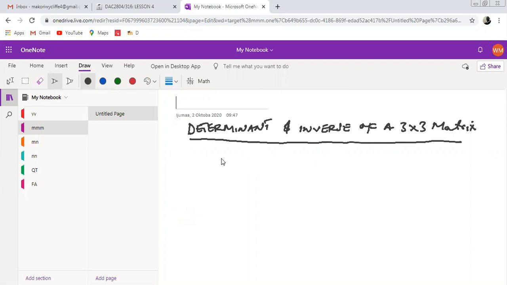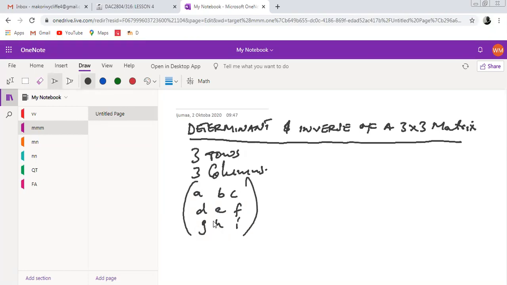First of all, we need to understand what a 3 by 3 matrix is. A 3 by 3 matrix is simply a matrix that has 3 rows and 3 columns. So we are going to have a matrix like this. A matrix of that nature is a 3 by 3 matrix because it has 3 rows and 3 columns. Our discussion will start by determining the determinant, which we normally denote by det. How should we get the determinant of a 3 by 3 matrix?